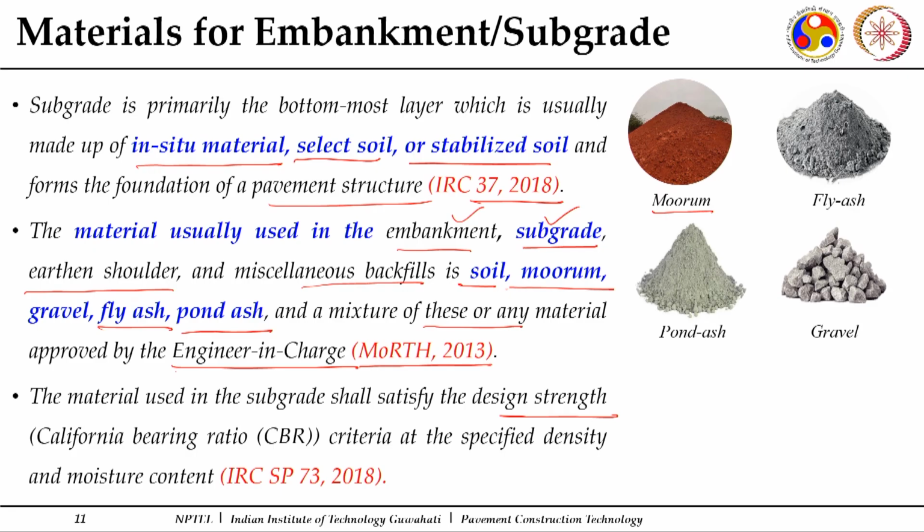This we will discuss when we look into the design and characterization of subgrade soil. One strength parameter is known as California bearing ratio. Strength can be measured in terms of California bearing ratio, and if I fix that my California bearing ratio should be at least 5%, then whatever soil I use in subgrade should have a CBR value of at least 5%. Then I can use it.